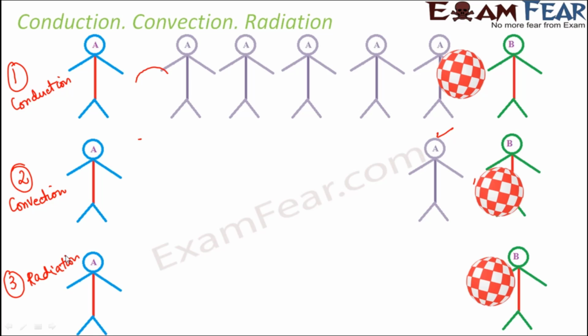You do not need anybody. So here these extra people who were actually helping in the process of transfer, they were the medium. But here you do not need a medium. You just throw it and it will reach B. So you do not need a medium at all. So this is a simple way of understanding the concepts of conduction, convection and radiation.